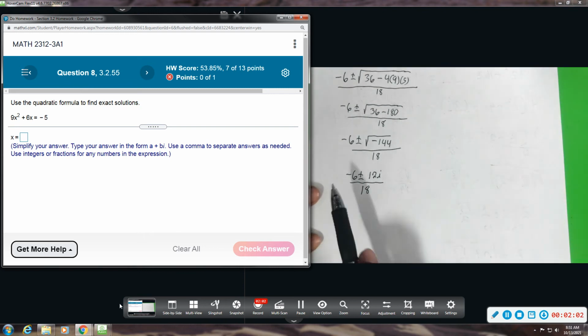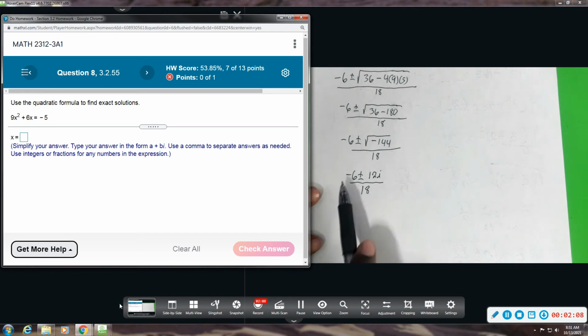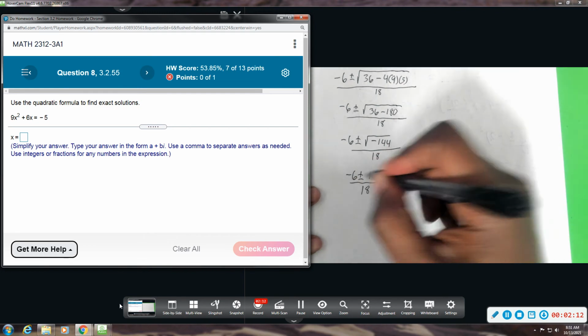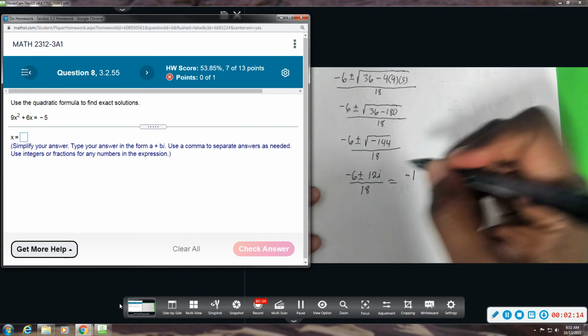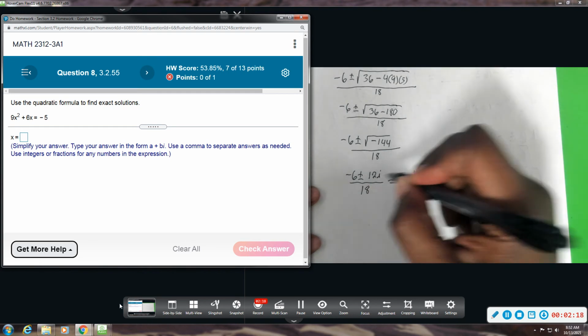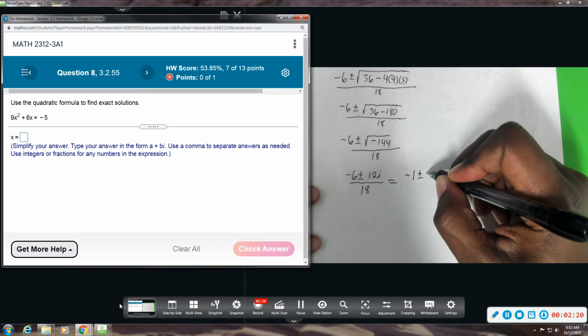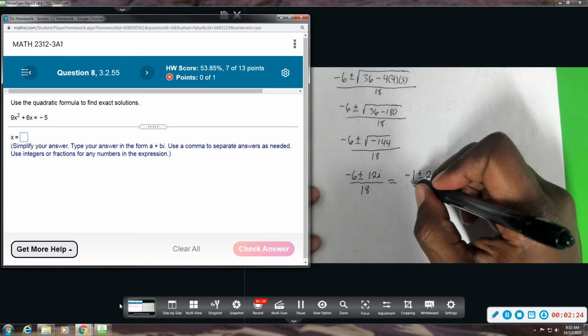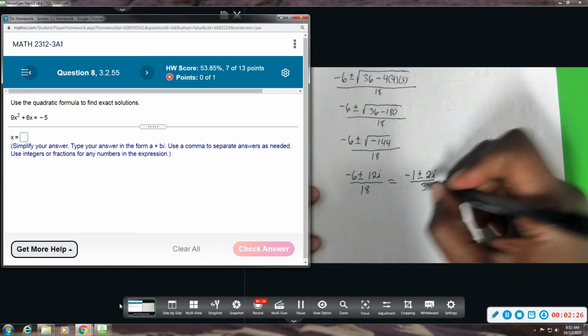Now, at this point, 6, 12, and 18 all have a common factor. They can all be divided by 6. So we're going to reduce, divide all of these numbers by 6. So negative 6 divided by 6 will give us a negative 1. And then plus or minus, 12 divided by 6 will give us a 2. So it'll be 2i. And then 18 divided by 6 will give us 3.